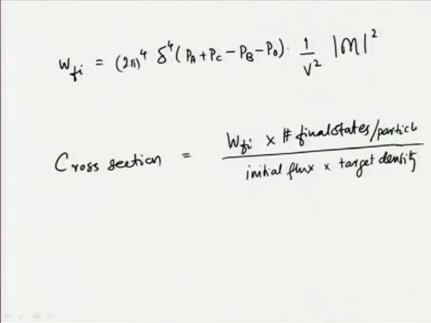Okay. So, the cross section times initial flux times the target density is essentially going to give you the WFI, the rate, into the number of final states whenever it is going into available final state, per particle. So, this is what basically the cross section is. We had discussed this earlier.